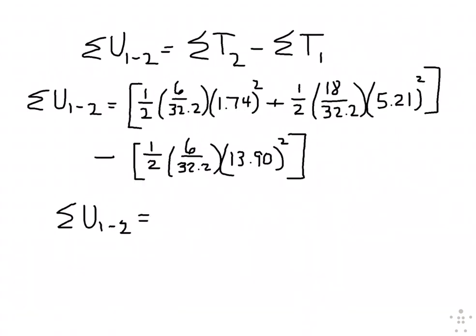So in setting up this work and energy equation, we have the sum of the work is equal to our final kinetic energy minus our initial kinetic energy. I just plugged in the values here, 1/2 mv squared for bag A. This is the final kinetic energy for bag A, with the final velocity, plus 1/2 the mass of the box times the final velocity of the box. We're going to add those up, and then we're going to subtract the initial kinetic energy, which is all in the bag, which is 1/2 times 6 divided by 32.2 times our initial velocity before impact, which is 13.9 squared.